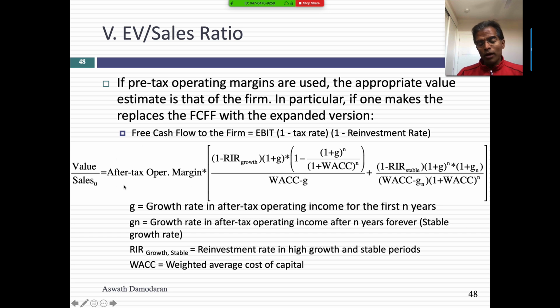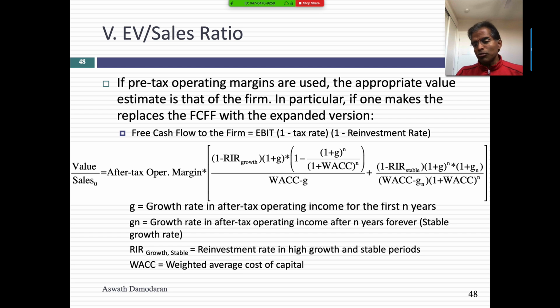But now you've got after-tax operating margin showing up. Remember we talked about companion variables in the last session? I said every multiple has a companion variable, the one number you want to ask about before you decide that the company is cheap or expensive.